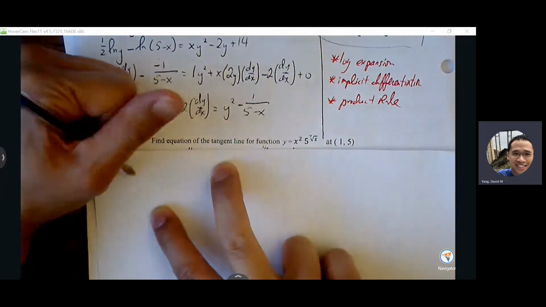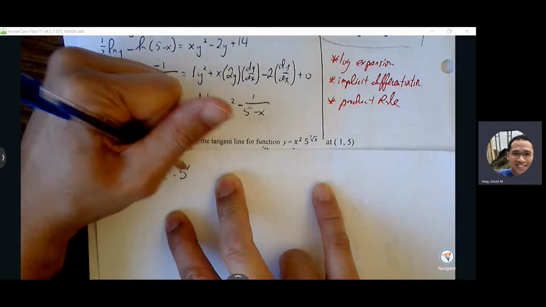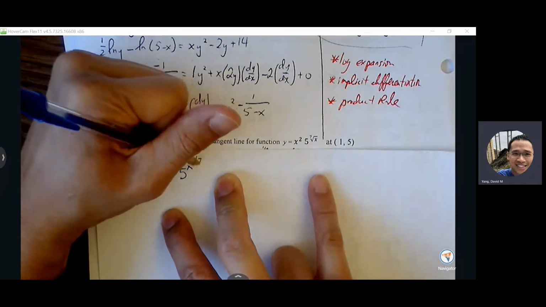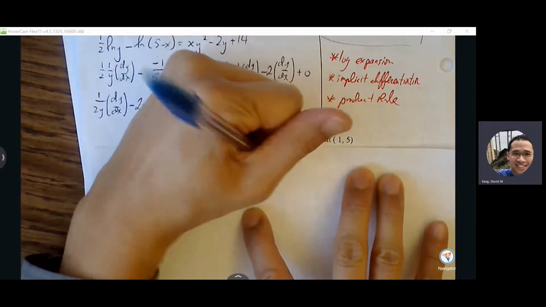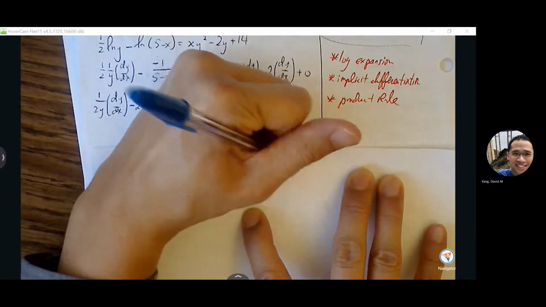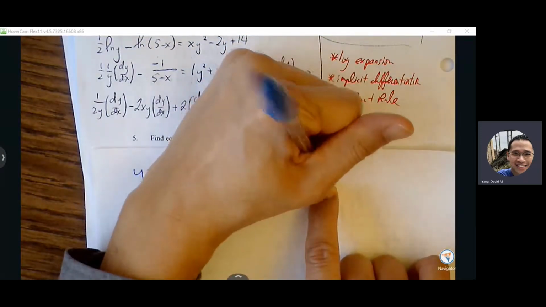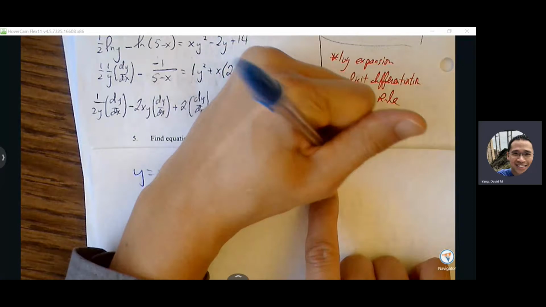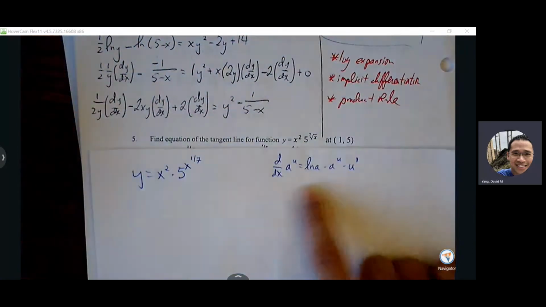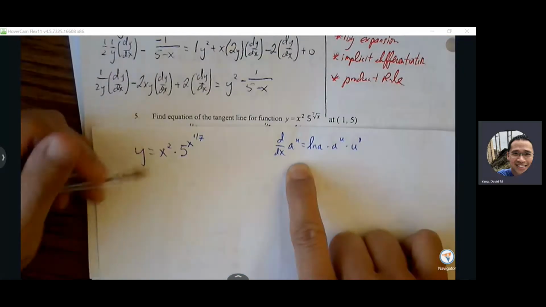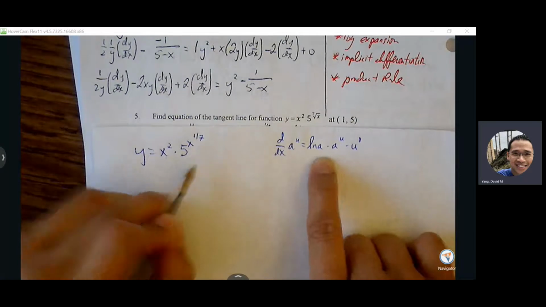Now, we can rewrite this here. y equals x squared times 5 to the x to the 1/7. And this is in the form of a to the u. As a reminder, the derivative for a to the u looks a lot like e to the u, just a little bit of adjustment in front. It's the original function times the exponent's derivative. But we have to go through product rule, and then once we get to that g prime, we can apply this rule.